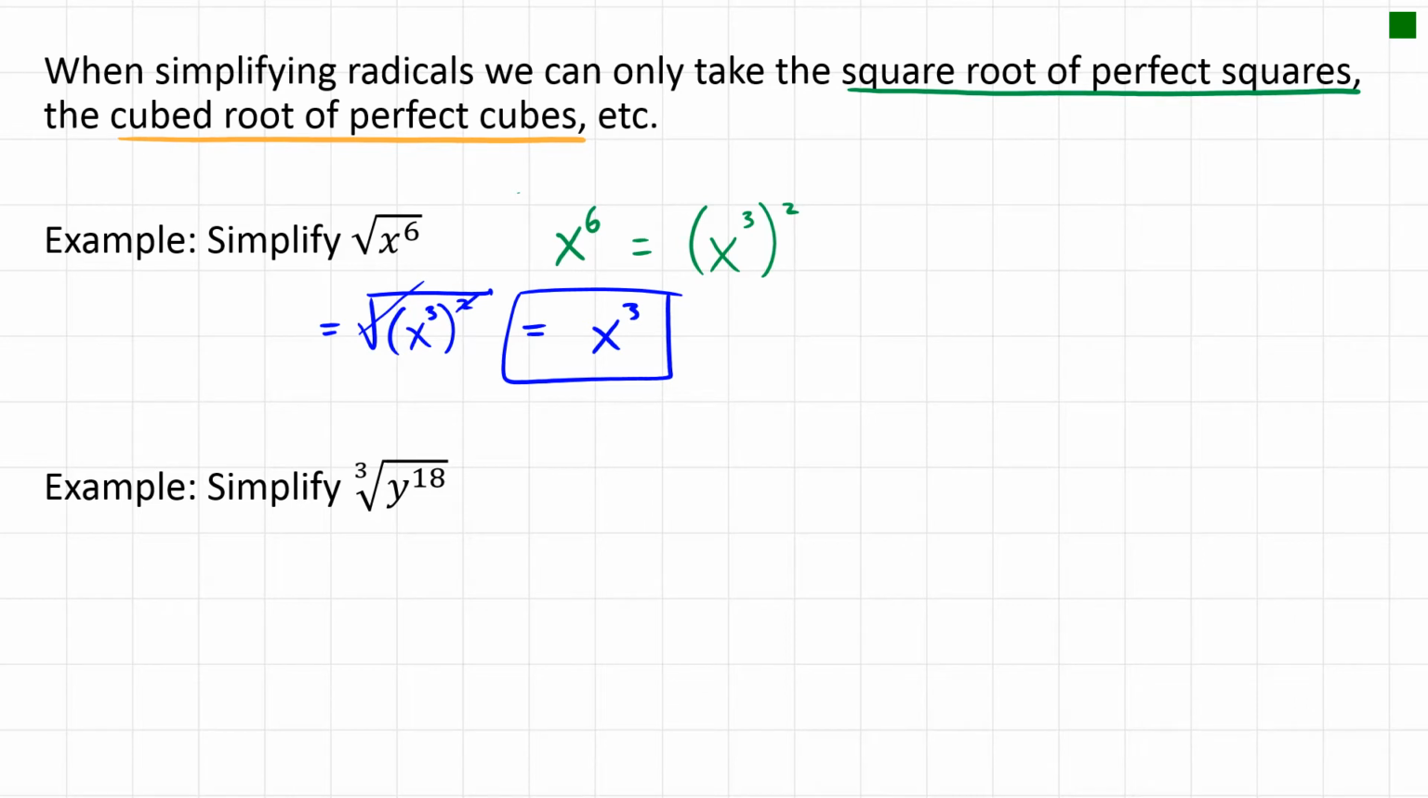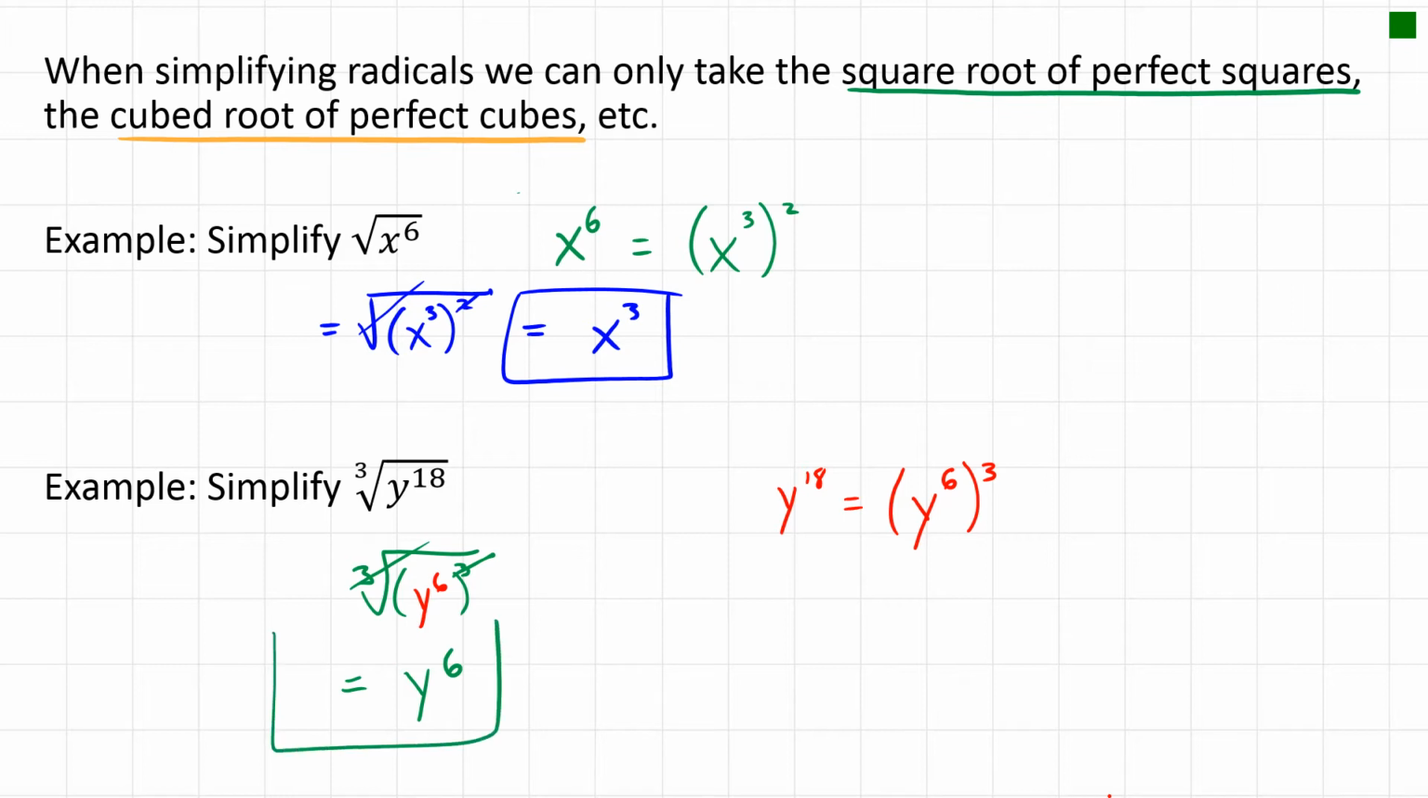Let's go through the same thing for the cube root. If I want to cancel out something inside of a cube root, I need some kind of cube here. So how do I get a cube there? Well, I'm going to try y to the 18. Is there a cube in there somewhere? And sure enough, there is. I could write y to the power of 6, cubed, which gets me y to the power of 18. Now I see that cube root canceling with the cube, so this is equal to y to the power of 6. So we can use our exponent rules to simplify these radical expressions.